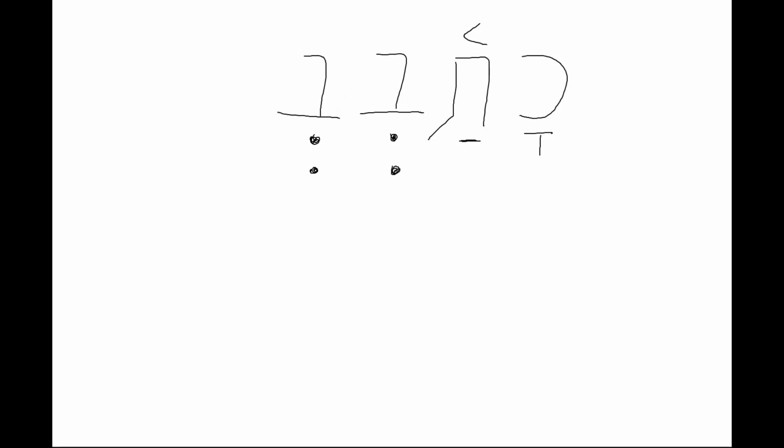Oh, wait. I wrote it wrong. I knew I did something wrong. I was like, no, that doesn't look right. My bad. It's supposed to be a tav. All right. Katabt. So both schwas in this form are silent.